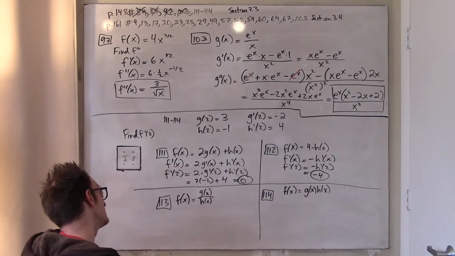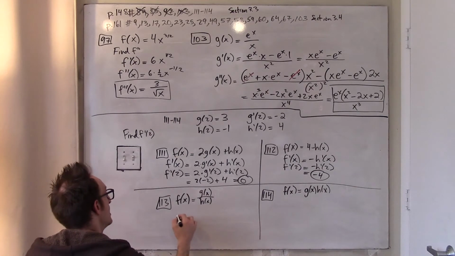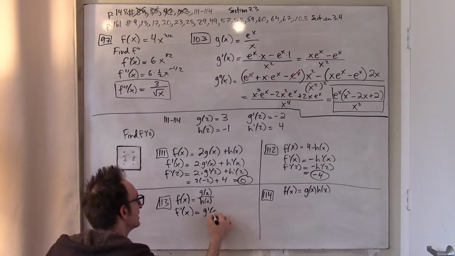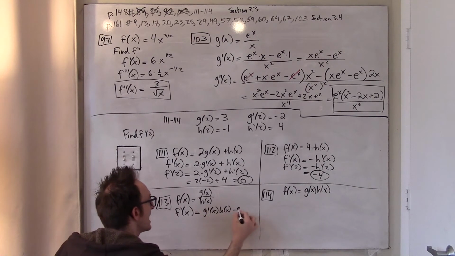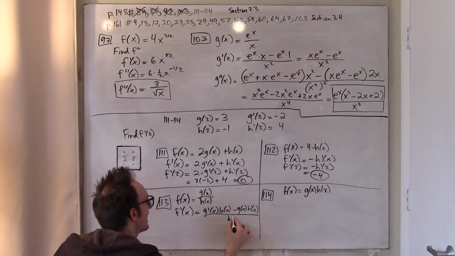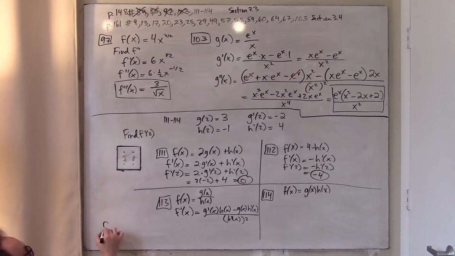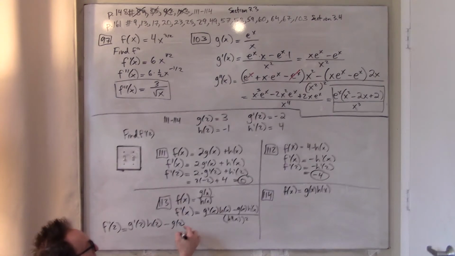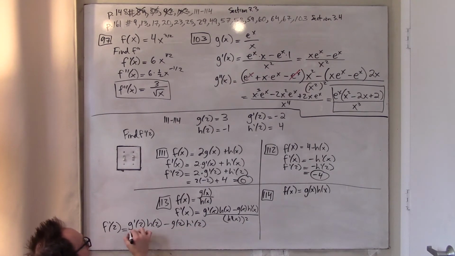Okay, how about 113? Well, now we just use the quotient rule, right? So what do we get? We get that the derivative of g over h is derivative of the top times the bottom minus the top times the derivative of the bottom all over the bottom squared. So, specifically f prime of 2 is g prime 2 h of 2 minus g of 2 h prime of 2 all over h of 2 quantity squared.